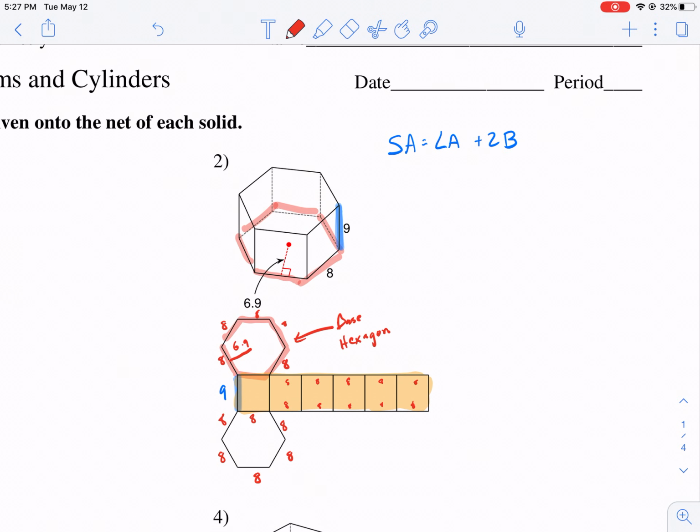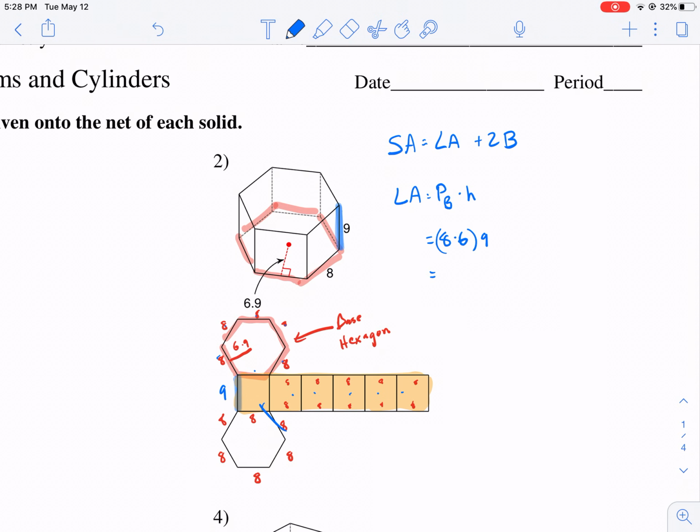All right, so we need to find the lateral area, and there's a great formula. Instead of finding the area of 1, 2, 3, 4, 5, 6 different rectangles, we can do it a simpler way, which is taking the perimeter of the base and multiplying that by the height of the prism. In this case, we do 8 plus 8 plus 8 plus 8 plus 8 plus 8, or 8 times 6, to get our perimeter, and we multiply that by our height, which we already know is 9. Let me get my calculator out.